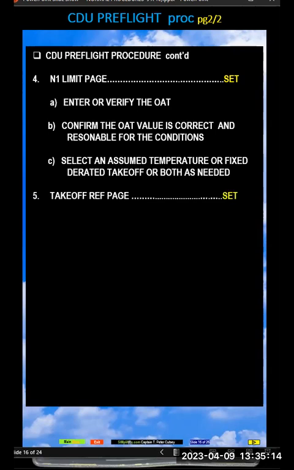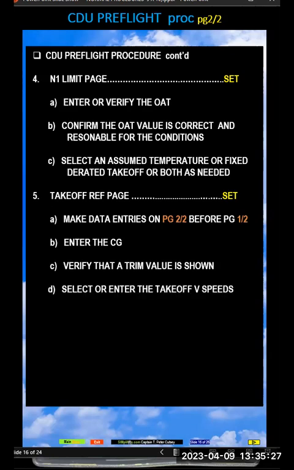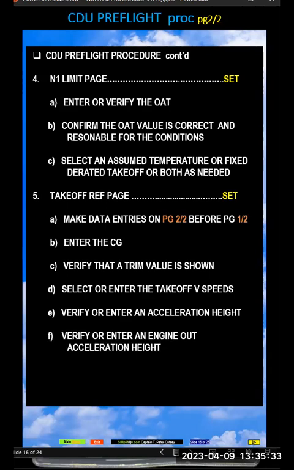Takeoff ref page set. Make data entries on page 2/2 or page 1/2. Enter the CG. Verify that a trim value was shown. Select or enter the takeoff V speeds. Verify or enter an acceleration height. And verify or enter an engine out acceleration height. And verify or enter a thrust reduction altitude.